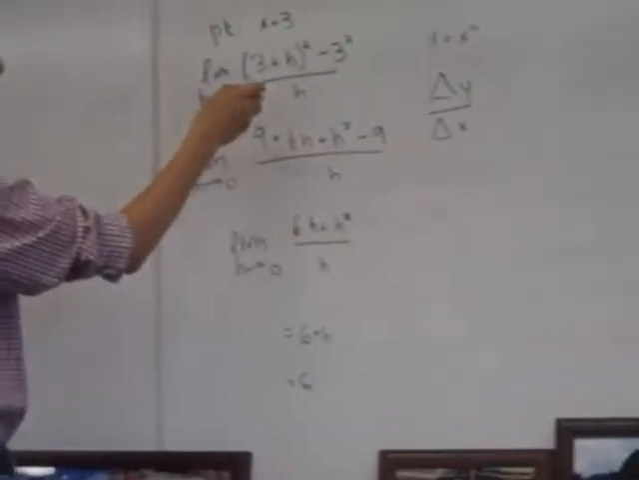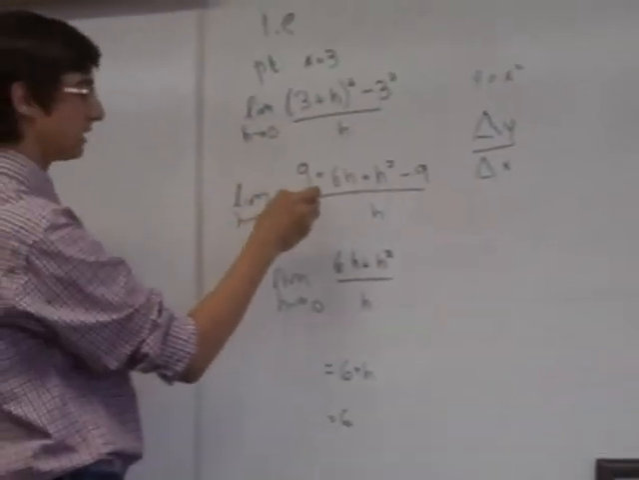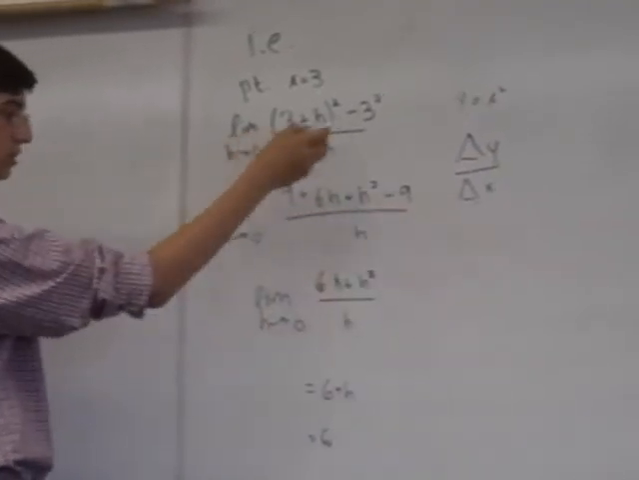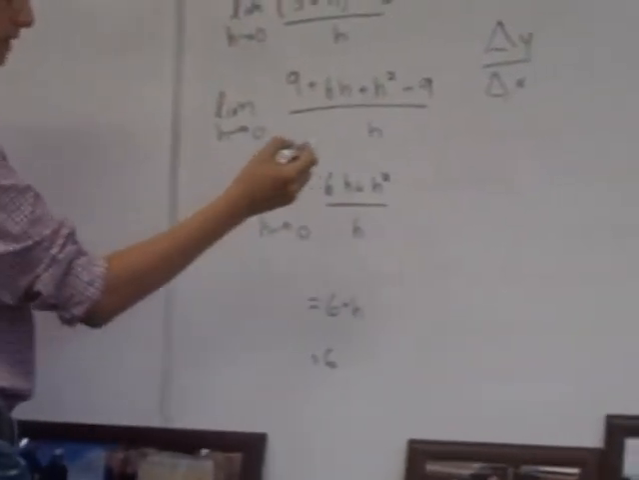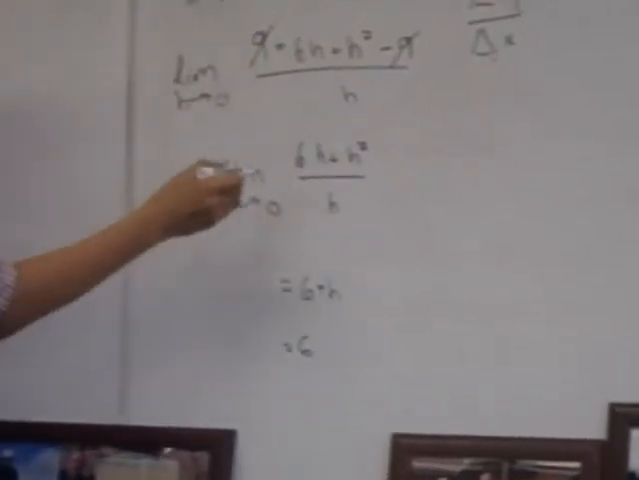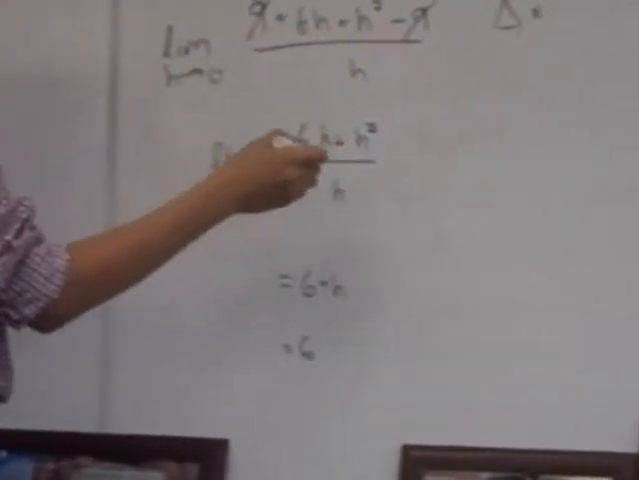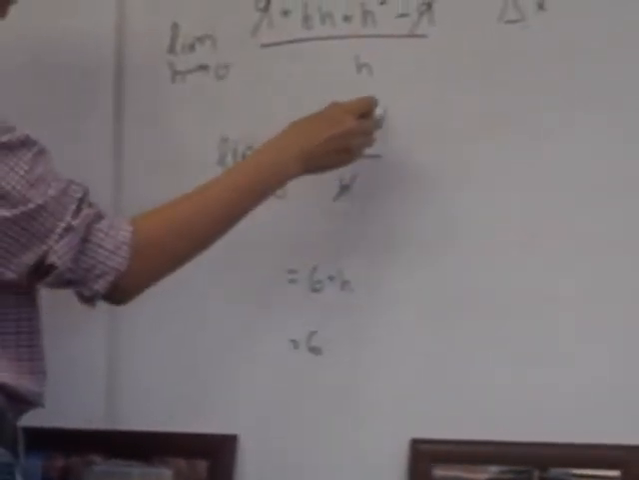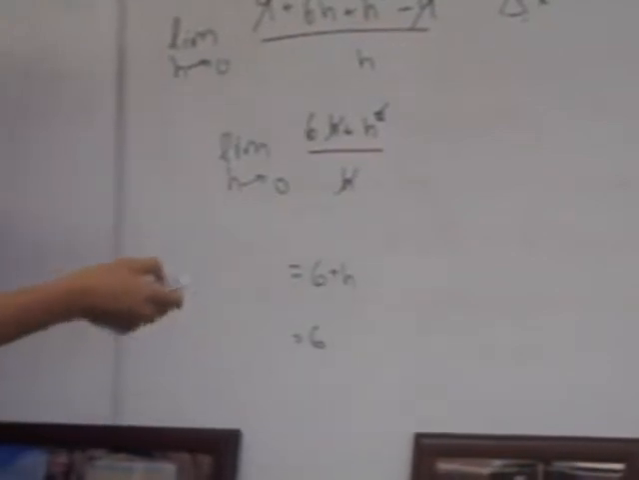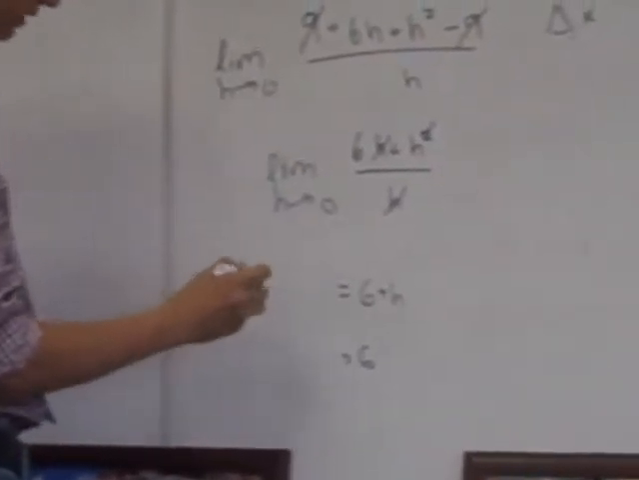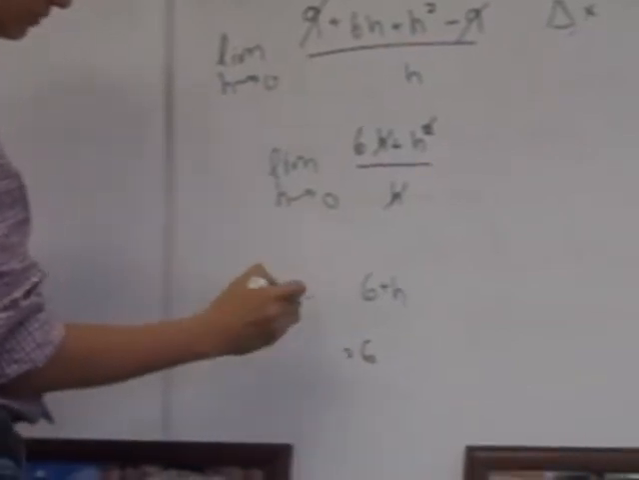If we do the algebra out, that's going to be 9 plus 6h plus h squared minus 9, all over h, if we just use the squaring. Then we can cross these out, these cancel each other. So we get 6h plus h squared all over h. Now, the h we can cross out and cancel on both sides. And then we're left with the limit as h approaches 0 of 6 plus h.